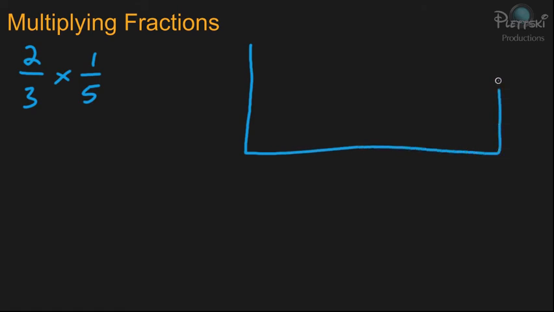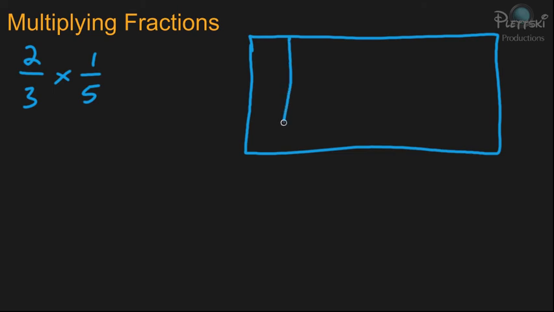So 2/3 times 1/5. And to show this example, I want to use a model. So let's say we draw this rectangle. And we call this a whole. If this is one whole, I want to show what 2/3 of 1/5, or 2/3 times 1/5.